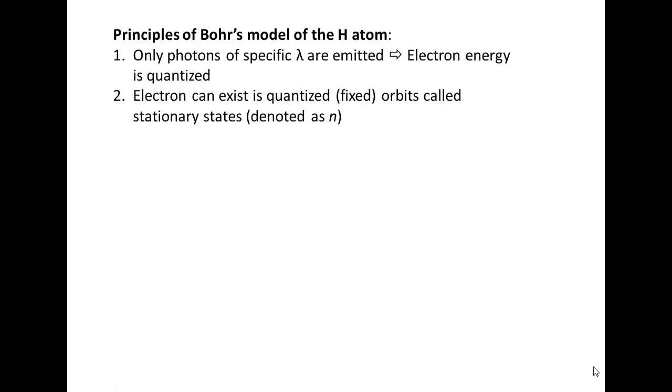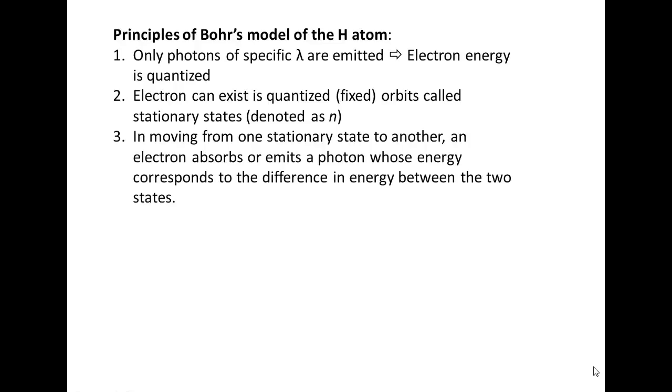The second principle is that an electron can exist in quantized or fixed orbits called stationary states. We denote this with a lowercase n. In moving from one stationary state to another, an electron absorbs or emits a photon whose energy corresponds to the difference in energy between the two states.